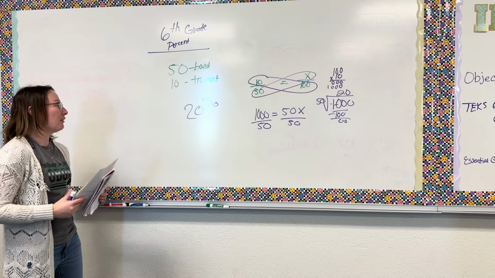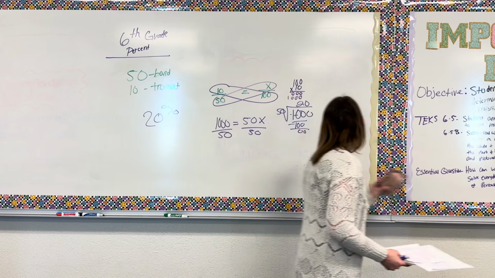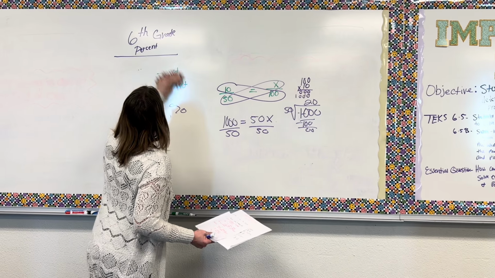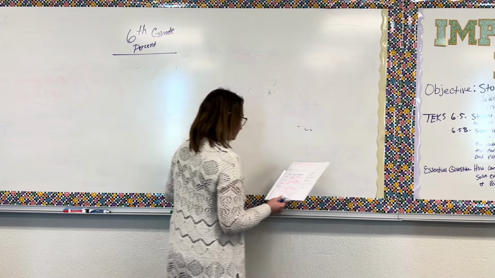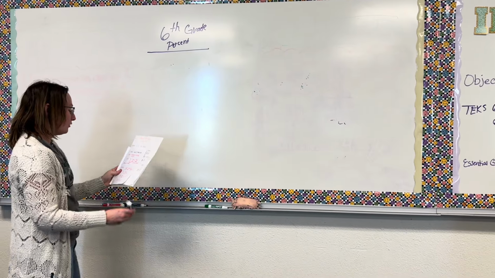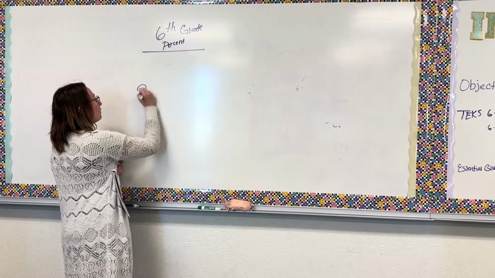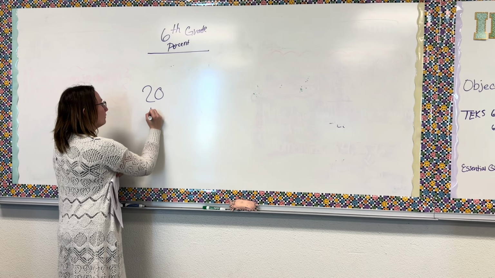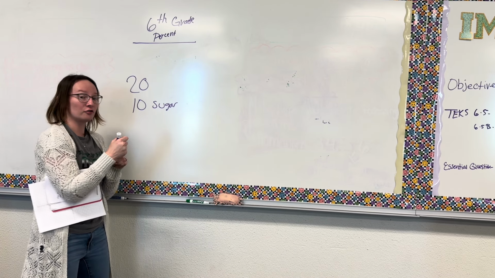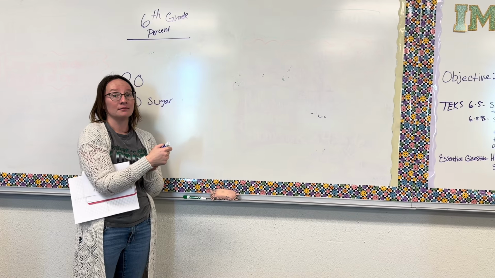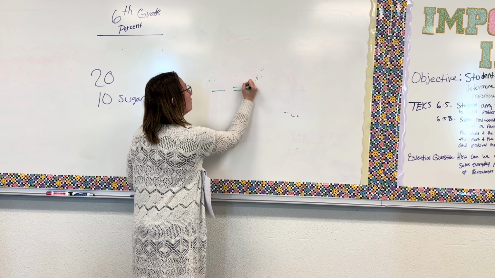Now let's work some together. I want you guys to fill in the blanks for me. We're going to do two problems. So let's say that we're baking some cookies, and we made 20 cookies, and 10 of them are going to be sugar cookies. How can we set this up as a proportional relationship? What's our first step? Yes, we need to do two fractions equal to each other.